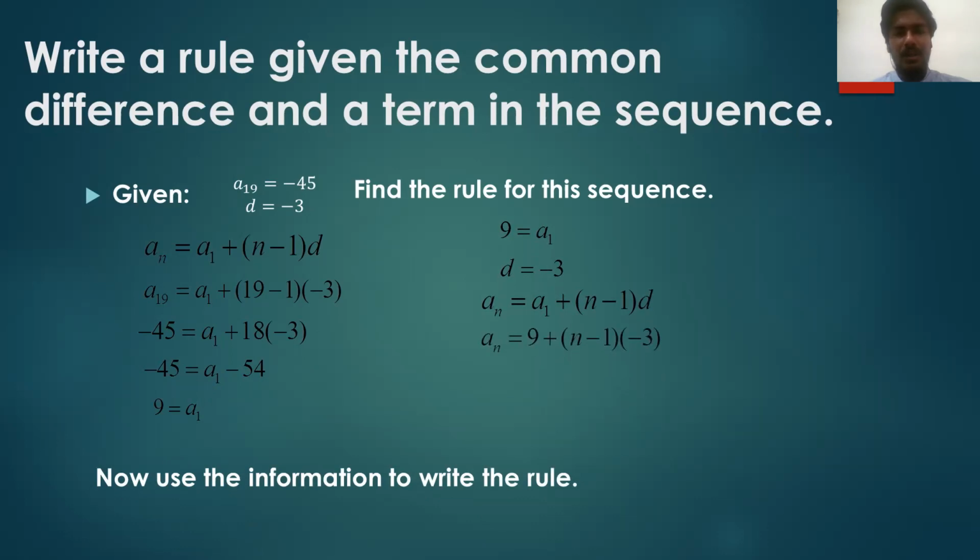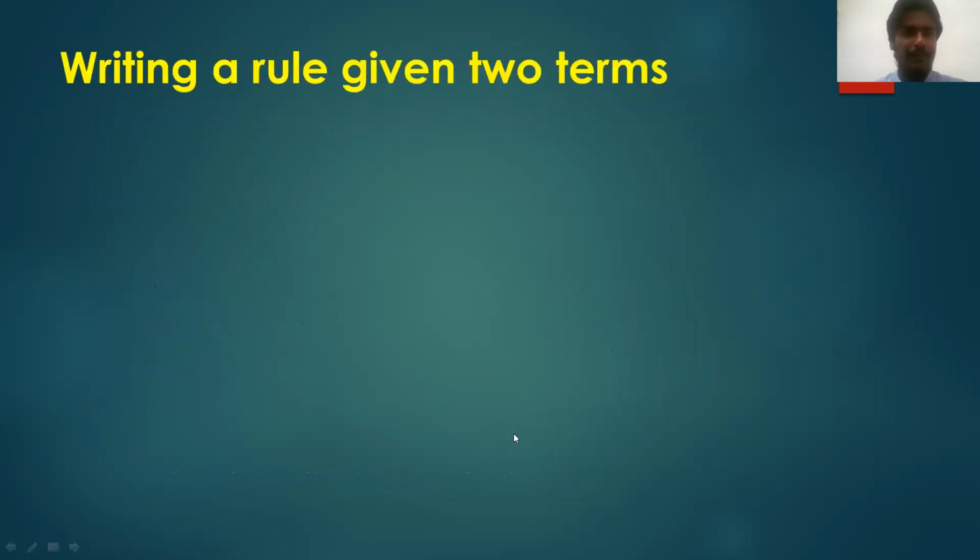So a_n is equal to 9 plus (n minus 1) times minus 3. We got the first term is 9 and the common difference is minus 3, which was given in the question. So a_n is equal to 9 plus minus 3n plus 3. Simplifying again, a_n is equal to minus 3n plus 12, which is the general equation for this sequence.